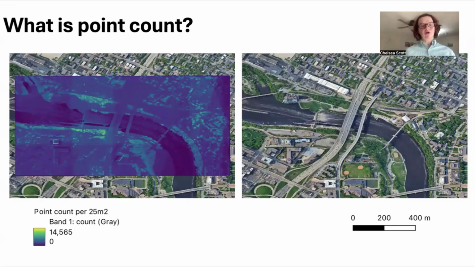And what we see here already is that the point density varies substantially spatially. And in particular, we have very few returns along the Mississippi River here, and many more returns here, which corresponds to an area with a lot of trees.